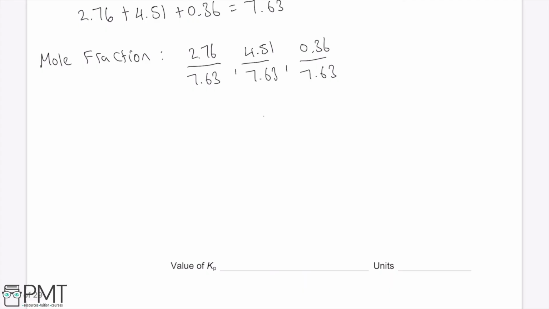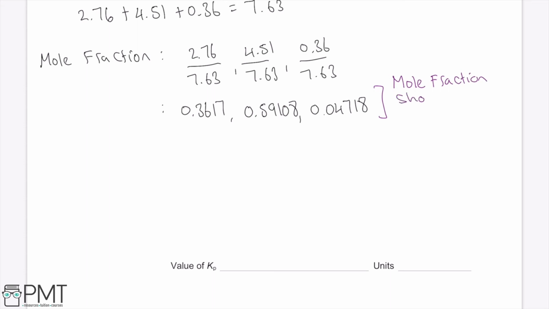So now doing 2.76 divided by 7.63, 4.51 divided by 7.63, and 0.36 divided by 7.63, we will get values of 0.3617, 0.59108, and 0.04718. We can check that this is correct, as our mole fraction should add up to 1, and if we store these values as their absolute value, we will get a value of 1, which means that they are the correct values for the mole fraction.